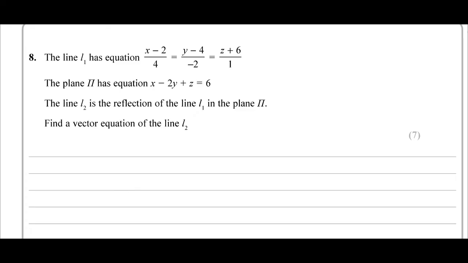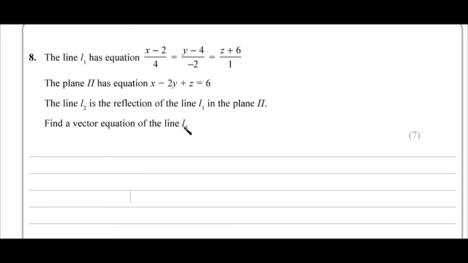Question number 8. We have a line L1 which has equation x minus 2 over 4 equals y minus 4 over minus 2 equals z plus 6 over 1. The plane pi has equation x minus 2y plus z equals 6. The line L2 is the reflection of the line L1 in the plane pi. We have to find a vector equation of the line L2.